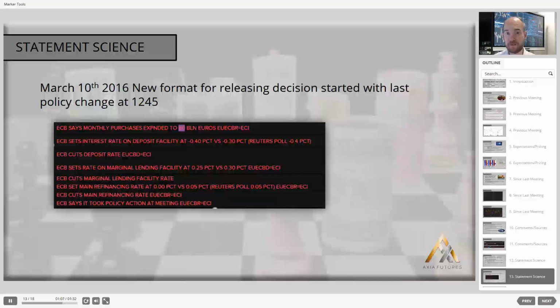That had not been seen before. And what happened is they then stated how their policy changed. So not quite a statement, but a release format, science. We've now seen a new way of releasing information. You may well get a steer on asset purchases going forward at 12:45, not from the statement that would come at 1:30.